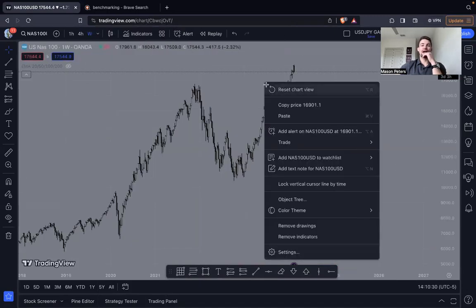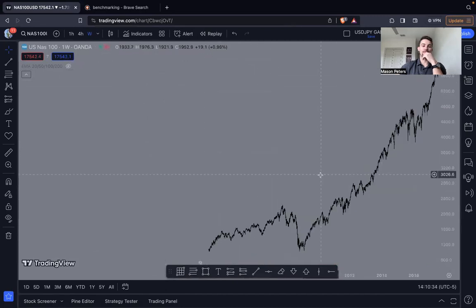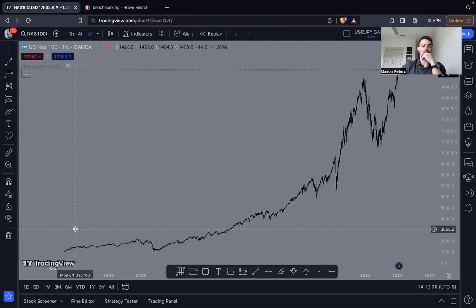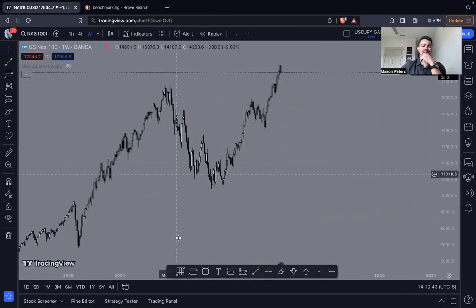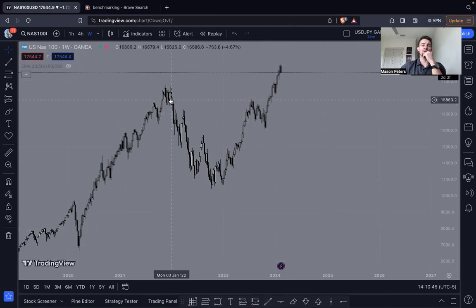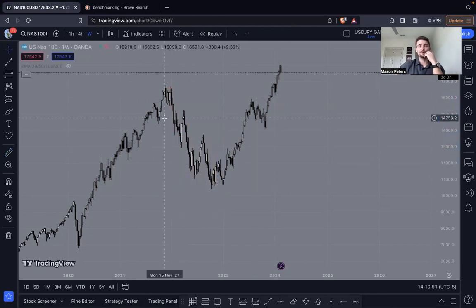All right, boom. Let's go to that weekly chart, you guys. Let's check it out. Okay, this is what we were looking at. And as you can see here, we have our uptrend here on the NASDAQ. We're sitting here at 2022. So as you can see, we had about a 36% correction from the beginning of 2022 to the end of 2023, we had a correction.